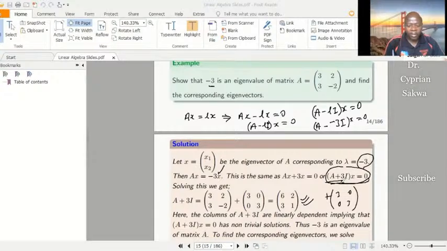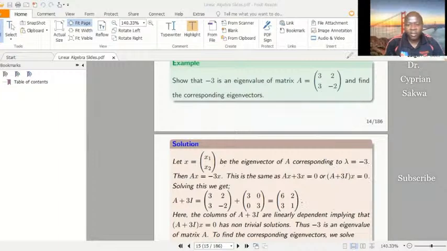So if there is a case where you get solutions, then it means that this lambda equal to -3 is an eigenvalue. But if you have no solutions, then it's not an eigenvalue. So that therefore means that up to there we've answered the first part of the question. The first part of the question was show that -3 is an eigenvalue. So we've answered it. Say that thus -3 is an eigenvalue of the matrix.